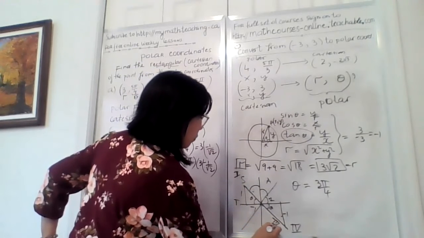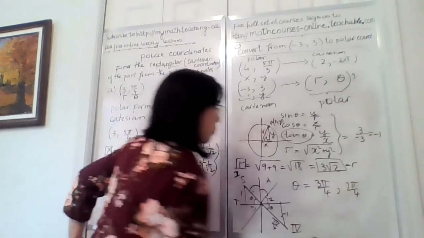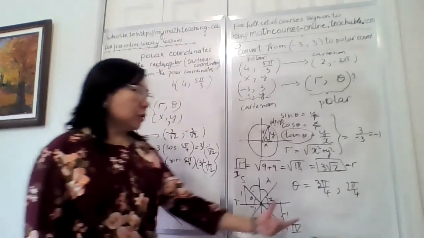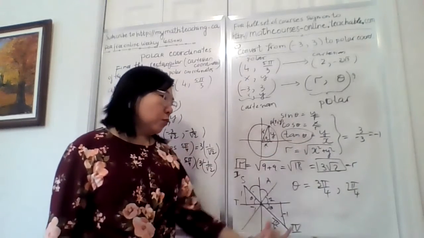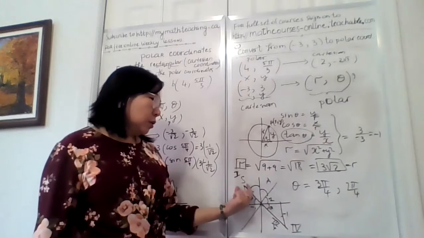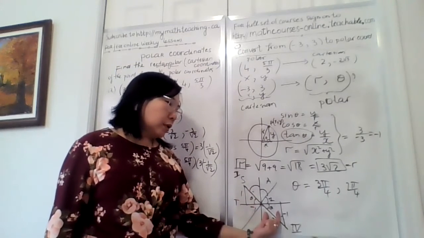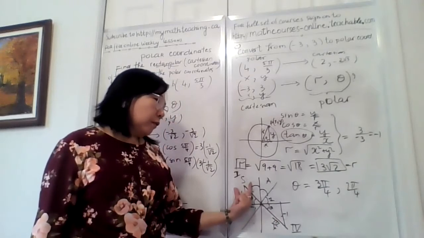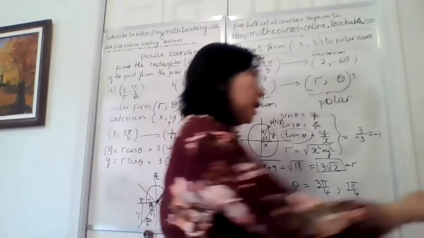It is 7 pi over 4. So 7 pi over 4. That is our theta. So it turned out for tan theta equal to minus 1, we have two angles. One in the second quadrant, one in the fourth quadrant, which is 3 pi over 4 and 7 pi over 4.